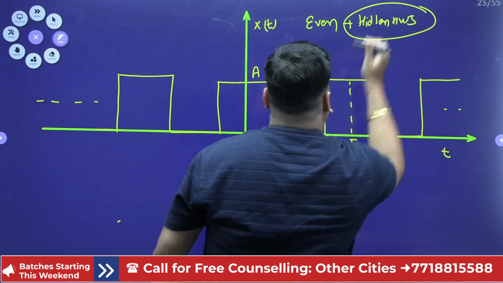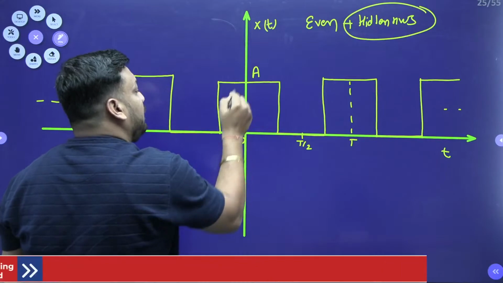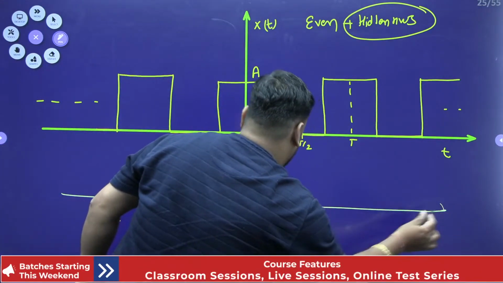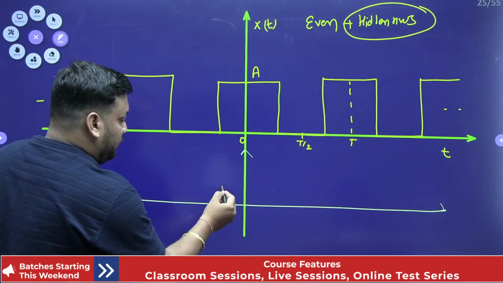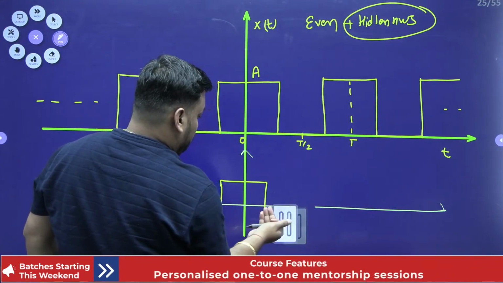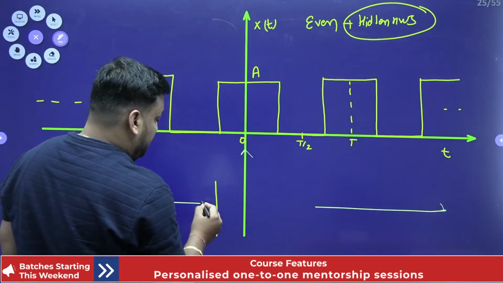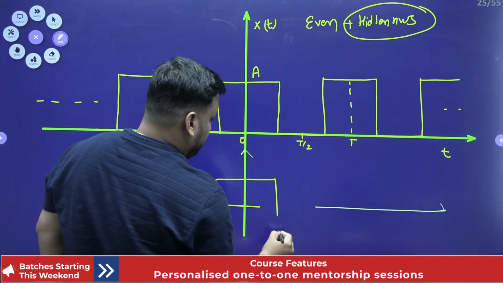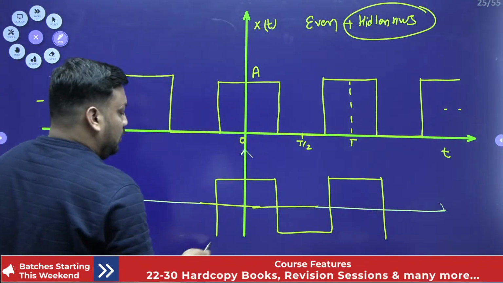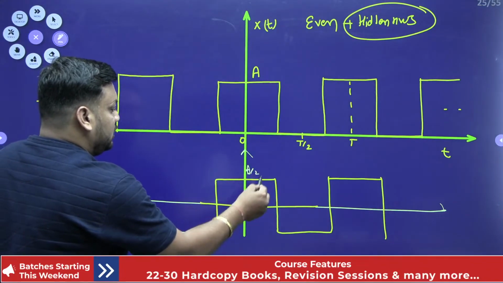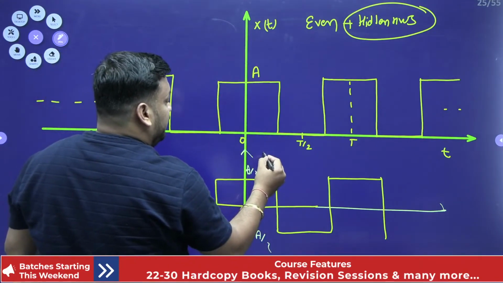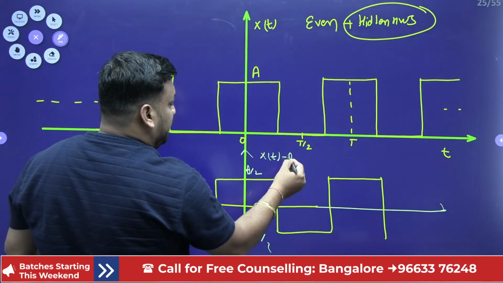Why hidden HWS? Because if I provide the A by 2 shift, the signal will look like this. I will make a rough diagram for you. This is my amplitude A by 2, this is my minus A by 2. So if this is x(t), this is the signal of x(t) minus A by 2.